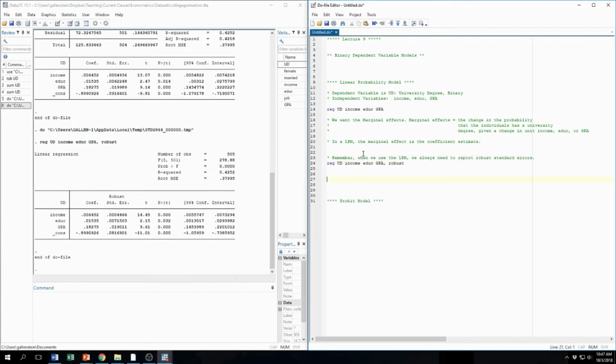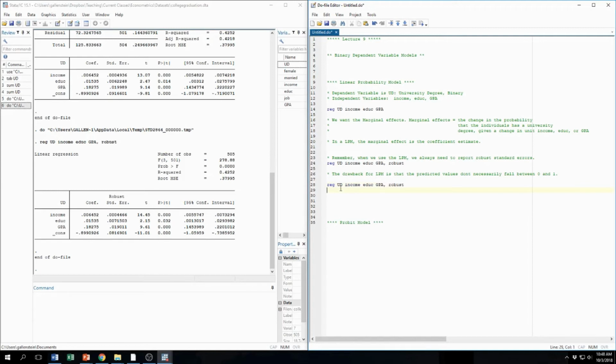I mentioned before that the drawback for LPMs is that the predicted values don't necessarily fall between 0 and 1. That's the drawback. So let's generate some predicted values and take a look at what they look like.